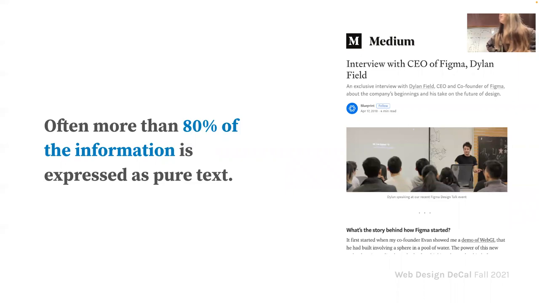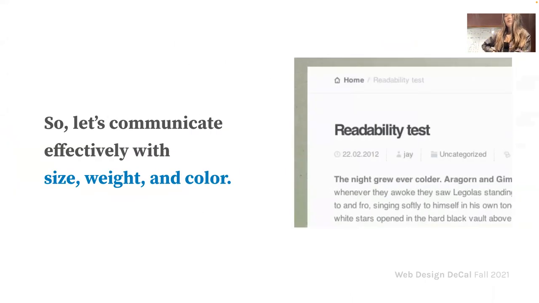Oftentimes in your websites, more than 80% of the information is expressed as pure text. Like I mentioned before, a lot of websites that are more utility-based, such as a newspaper website or even a storefront, will employ a lot of text just to explain what the concept is or what the article is, for example. So it's super important to consider this when you are employing fonts in your websites. So let's communicate effectively with different types of typography properties, such as style, weight, and color. And that's what we'll be covering in the lecture today.